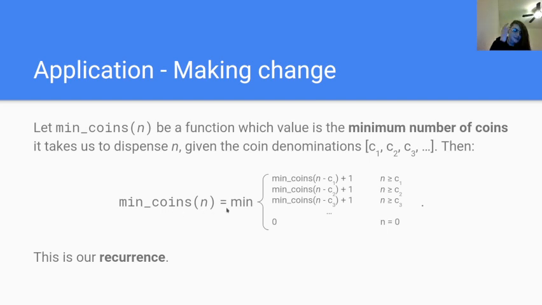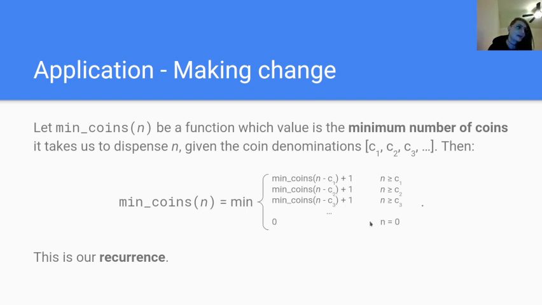Then our recurrence is going to be defined as the smallest of these branches. Min coins of n minus the value of the C1 coin. So we're making change for C1 less than the amount of change we need to make, plus 1, given that we have just used up a coin. We used the C1 coin. The same thing for C2, same thing for C3.